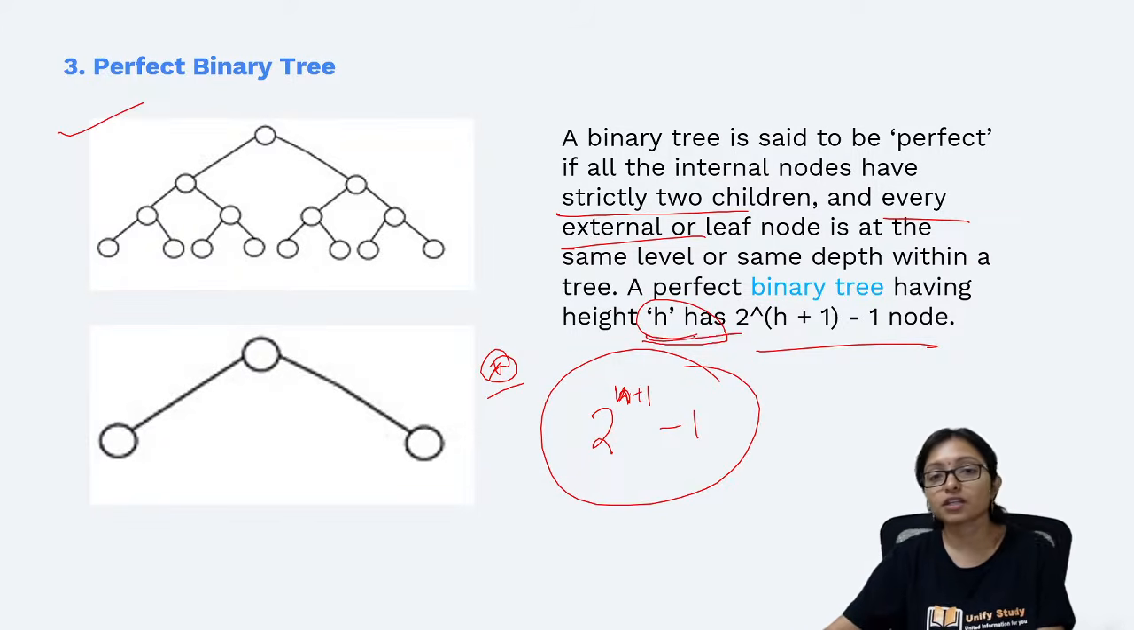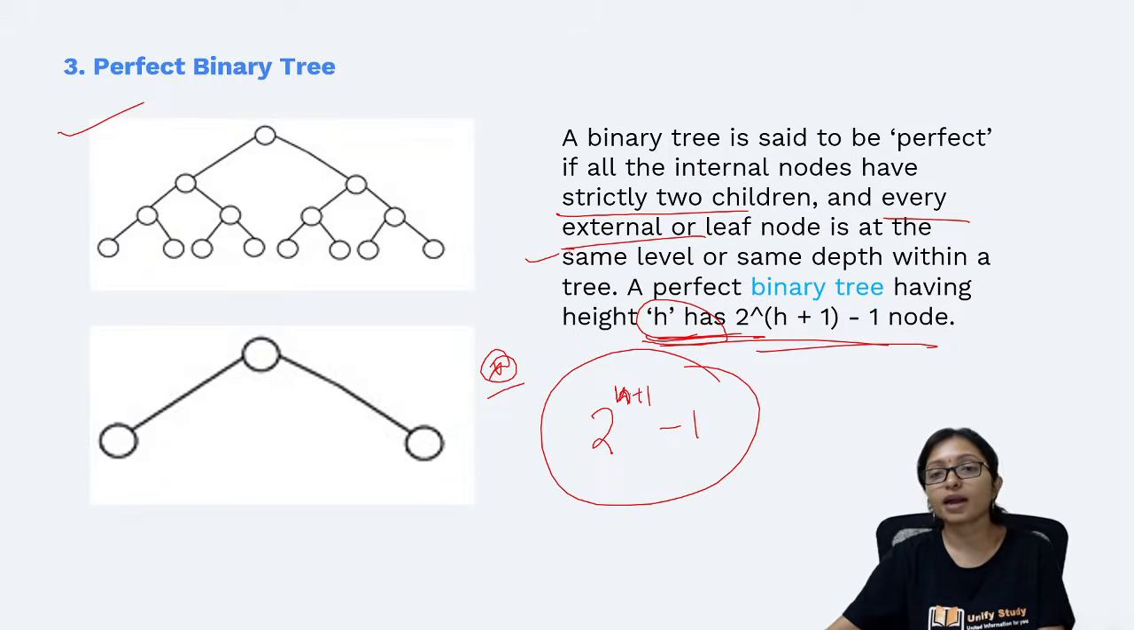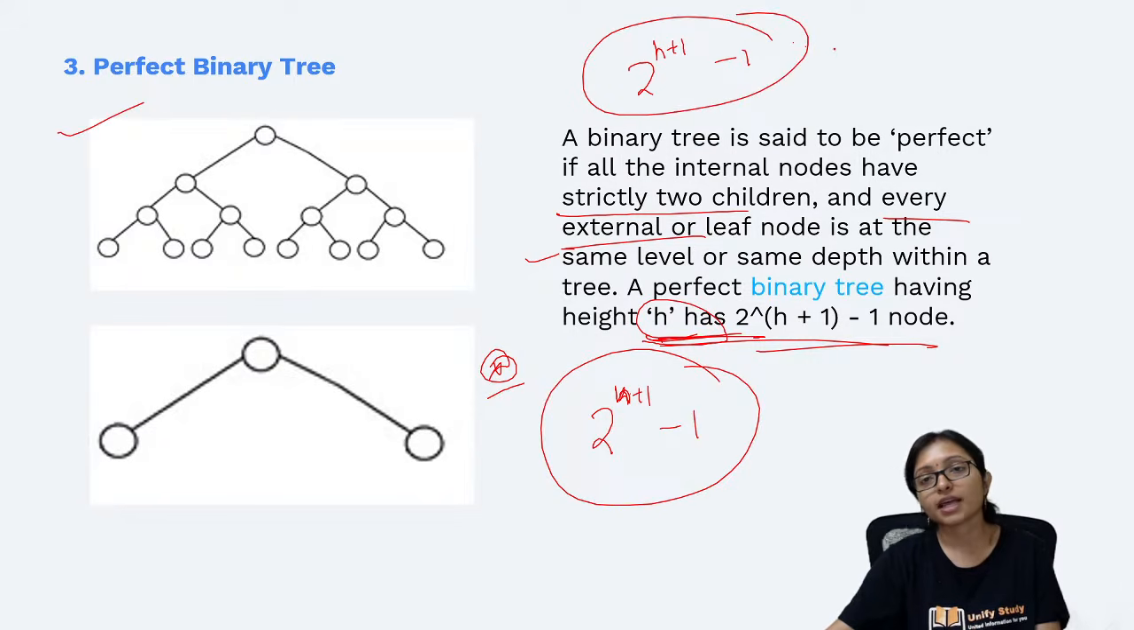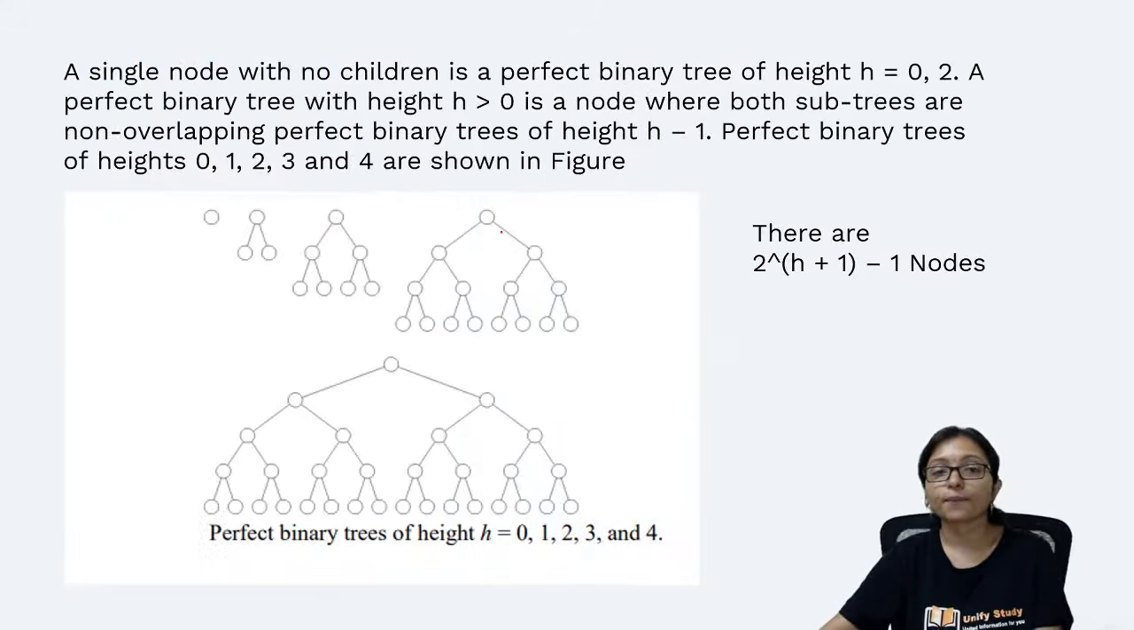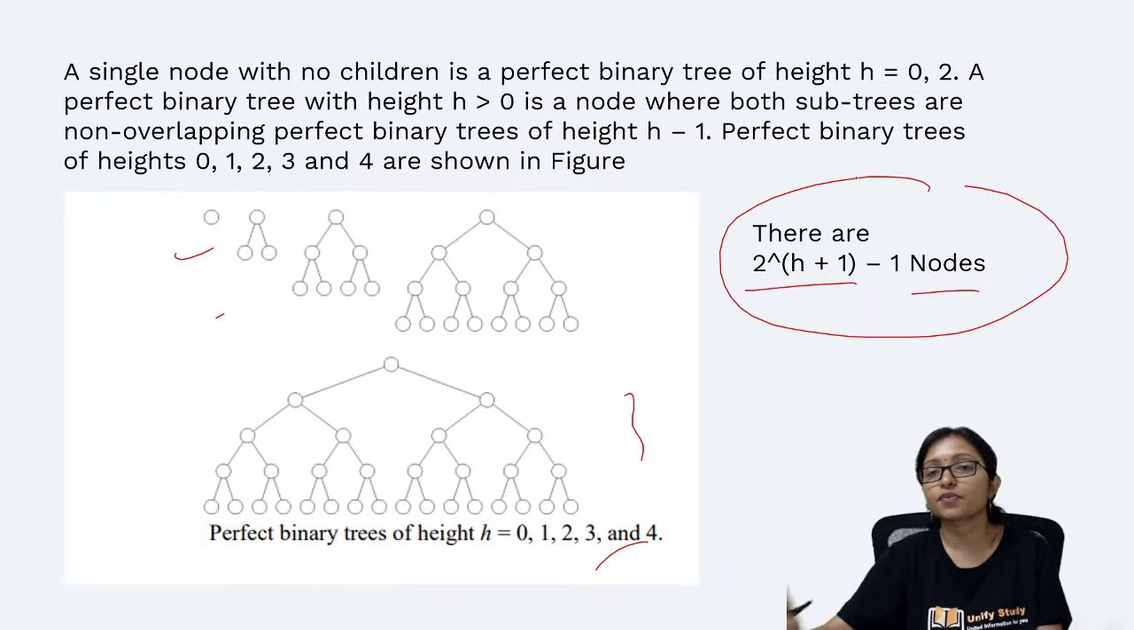This is your first formula: when it is a perfect binary tree with height h, then the number of nodes will be 2 to the power h plus 1 minus 1. That is the number of nodes. Write it down. So you can see here how it is 2 to the power h plus 1. These are some examples; through the examples it is a proof. But this formula is very, very important. Note it down. Okay. Clear?